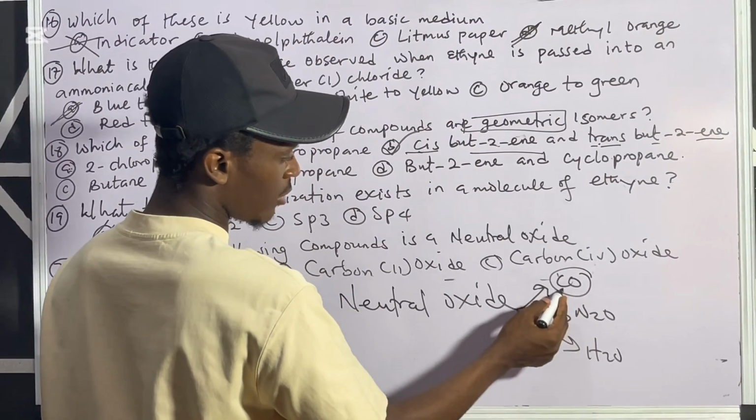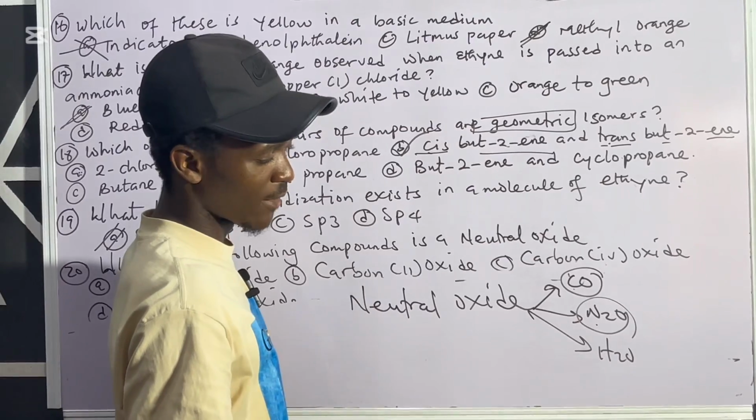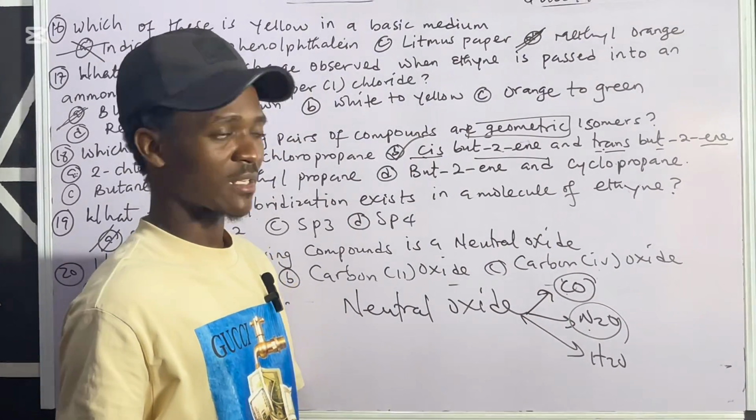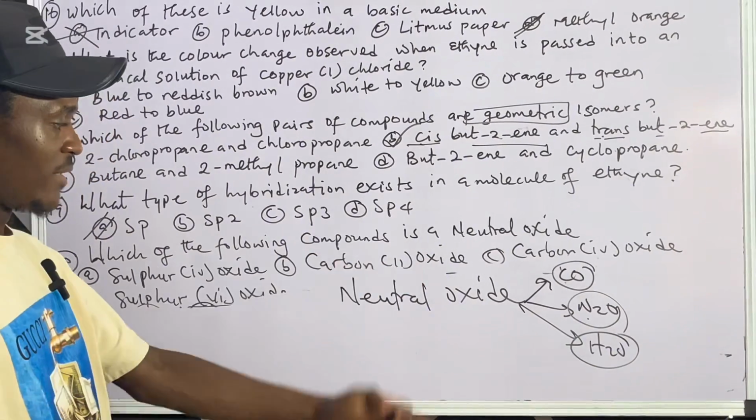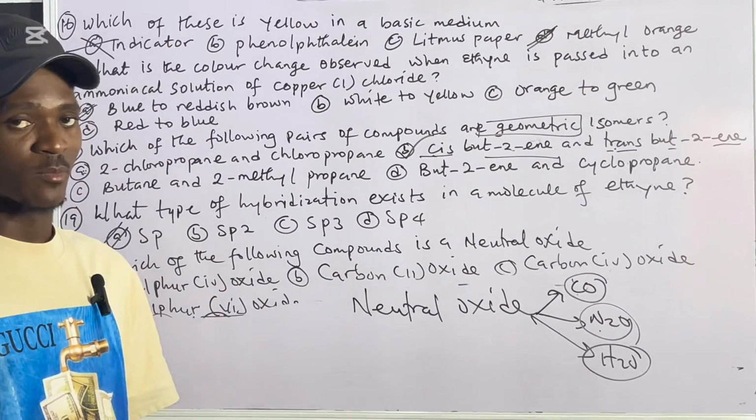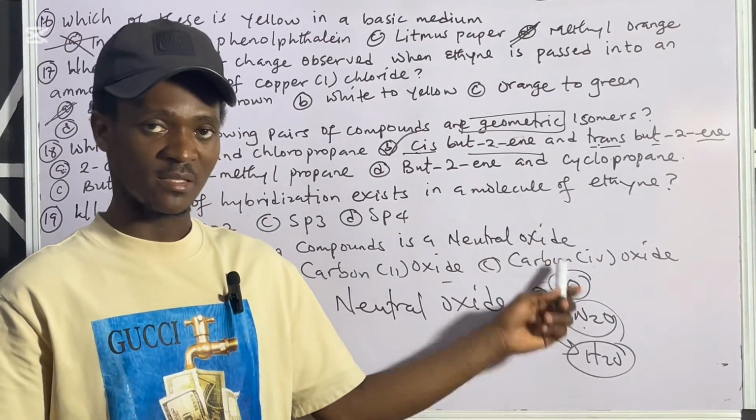This is carbon 2 oxide. This is dinitrogen 1 oxide, also called nitrous oxide, which is also known as laughing gas. And then this is water. So these three are classical examples of neutral oxides. Most times when they ask questions on this in JAMB, they prefer bringing any of these three.